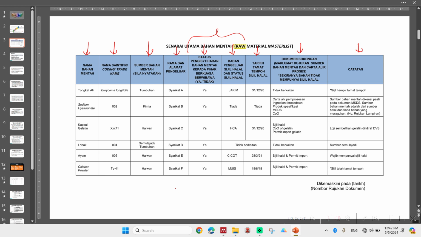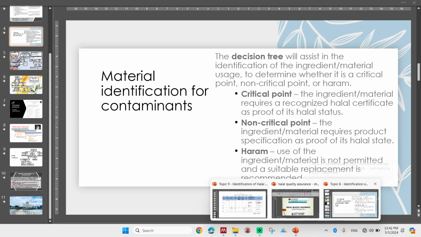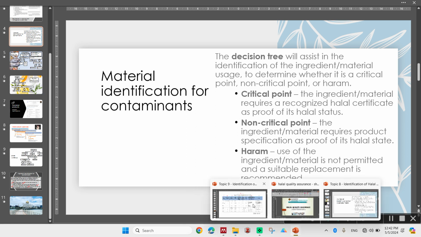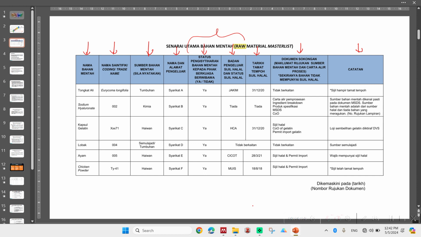So if it is critical, as spelled out in the previous topic, you need to request the halal certificate from the supplier. So that's why you see this column. Okay, so this is for critical.